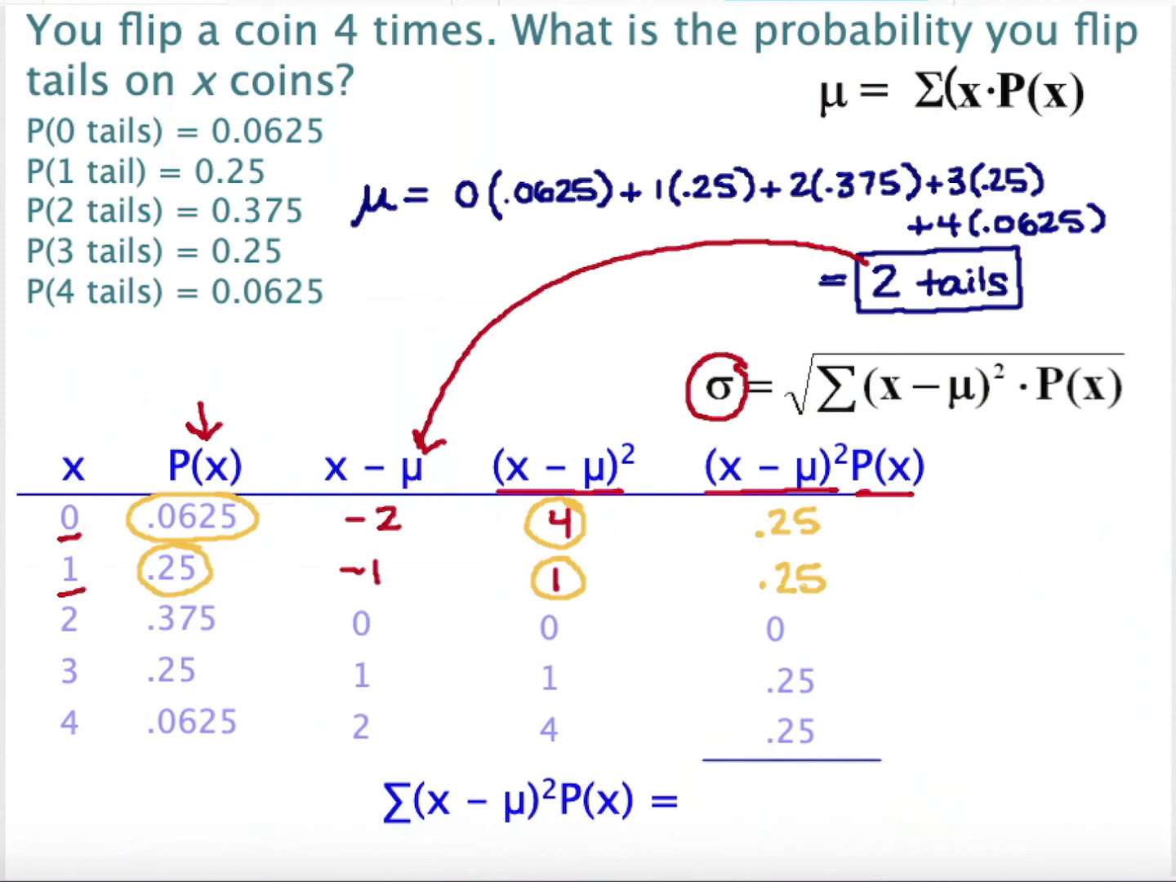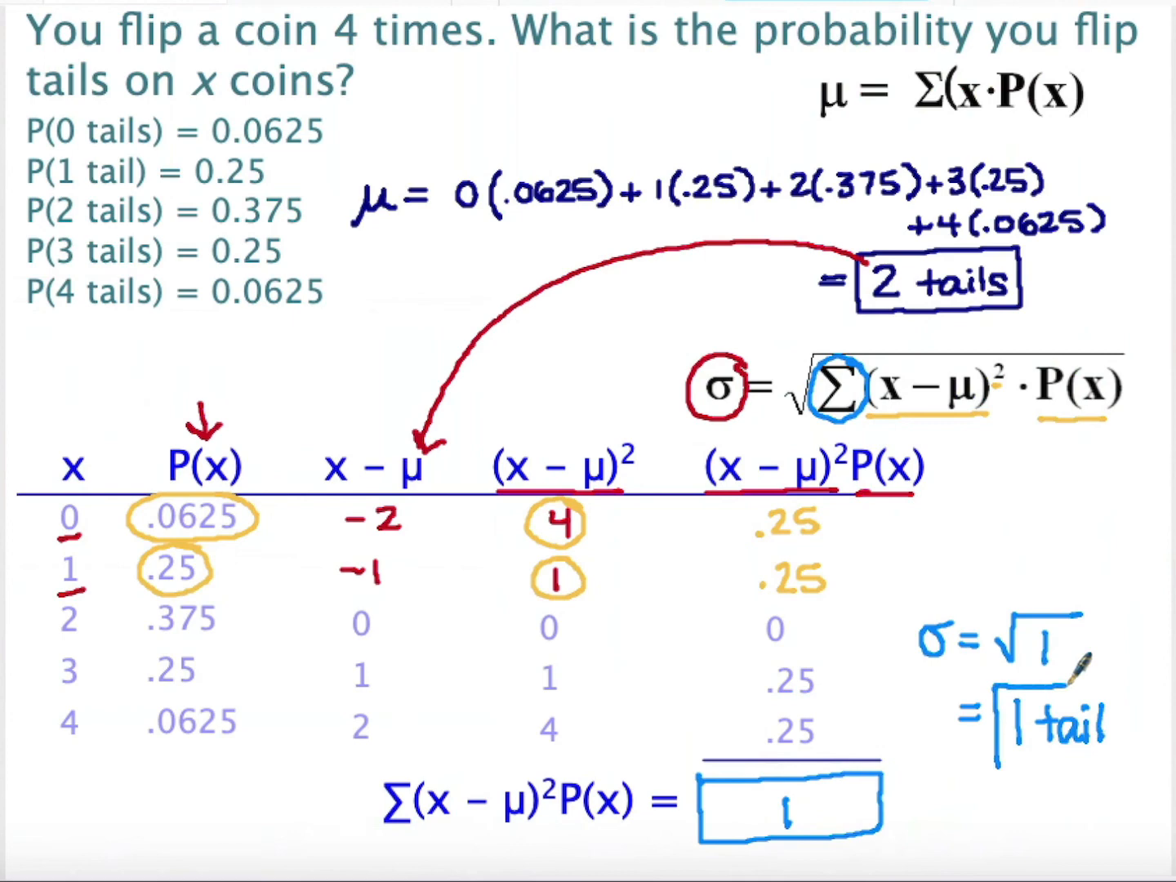And then finally, we've got those x minus mu's. We've squared them, taken them times their probabilities. Now it's time to sum them all up. And so that's what I've got set up right here. I'm going to find the sum of all of those, and that comes out to 1. And so we're ready to calculate sigma. The standard deviation is the square root of 1. The standard deviation is 1 tail. And remember, that just describes the spread of how many tails you can expect when you're flipping a coin 4 times in this probability distribution.